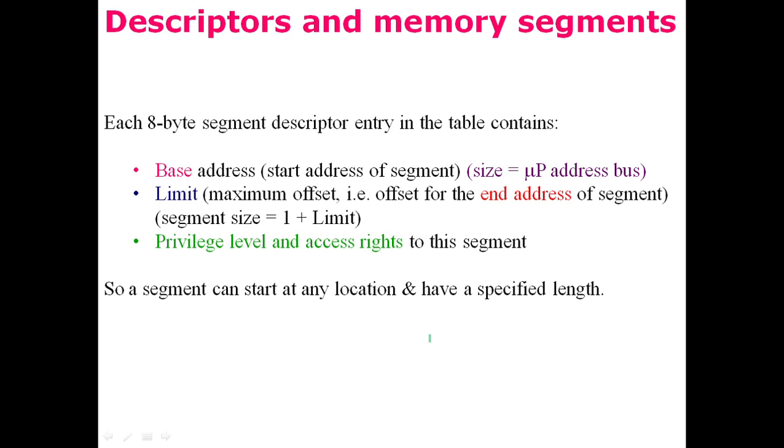The second field inside the 8-byte segment descriptor is the limit field, which is the maximum offset for the end address of the segment. The segment size can be determined from the value of the limit: simply add 1 to the value in the limit field of the segment descriptor, and that gives us the segment size. So if the limit field is all zeros, then 1 is added, and that means 1 is the minimum size of the segment.